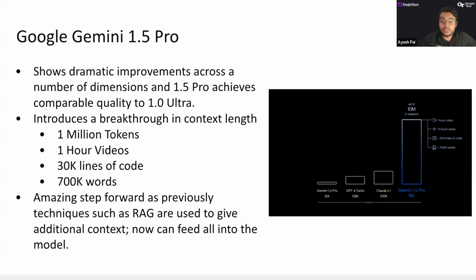This involves documents up to 700,000 words. This is an amazing step forward. Obviously, you can look on the right, you can see this diagram, right? We have GPT-4 Turbo, which is 128K. You have Gemini 1.0 Pro, which is only through 32K. Going from 32K to 1 million is a big step up. And they also have 10 million support for research purposes, right? So again, this is a really amazing step forward that they released yesterday.